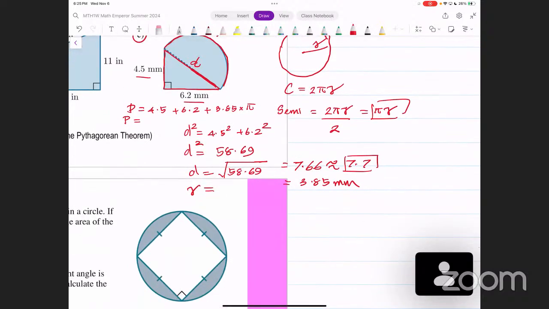4.5 plus 6.2 plus 3.85 times it by pi. What did you get, sir? I'm still doing it. Okay. Do you have a calculator in front of you? Yeah. So how come it's taking that long? It's a 30 seconds task. Oh no, I messed up, so I'm redoing it. You messed up your calculation. Okay.